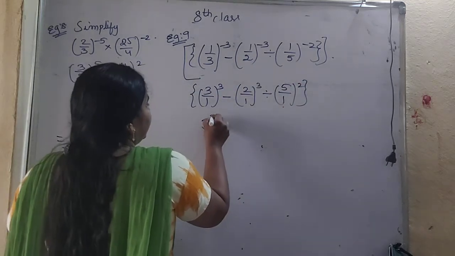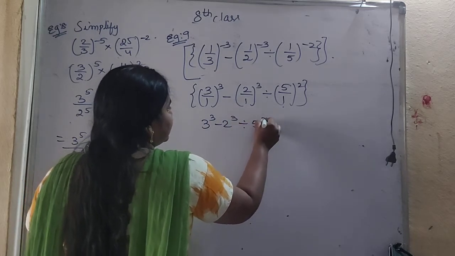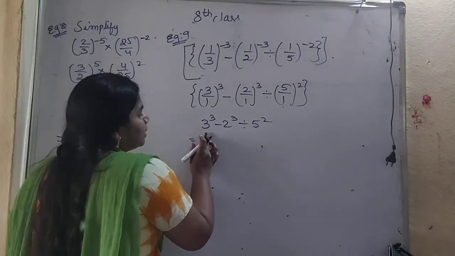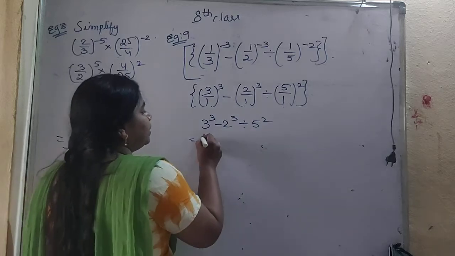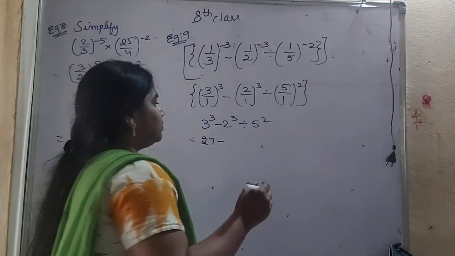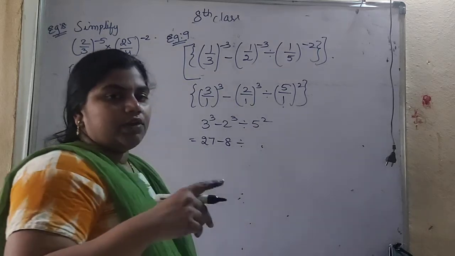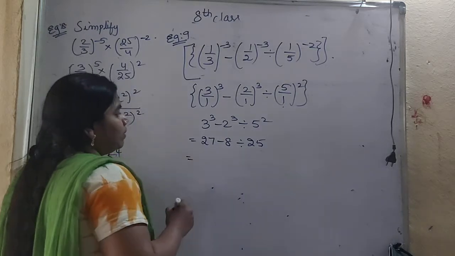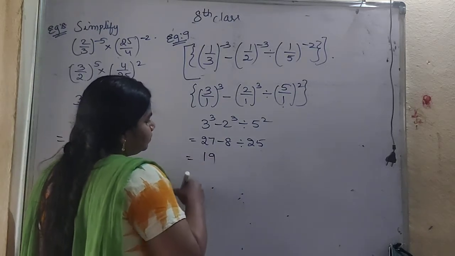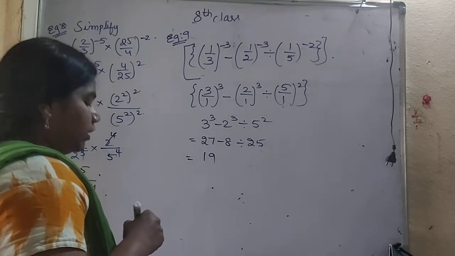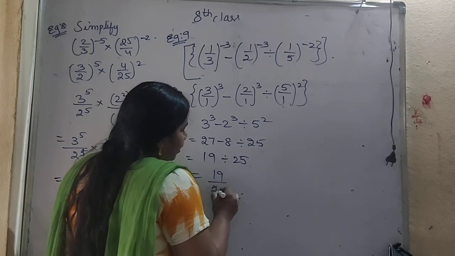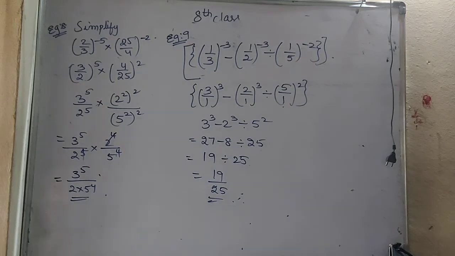So it will be 3 cube minus 2 cube divided by 5 square. 1 I am removing. If it is 1 or without 1, the result will be the same. 3 cube is how much? 3 we have to multiply 3 times, it will be 27. 2 we have to multiply 3 times, it will be 8. Divided by 5 we have to multiply 2 times, it will be 25. 5 fives are 25. Now 27 minus 8 will be 19. It will be 19 divided by 25. So if you simplify this example 9, we got 19 by 25.